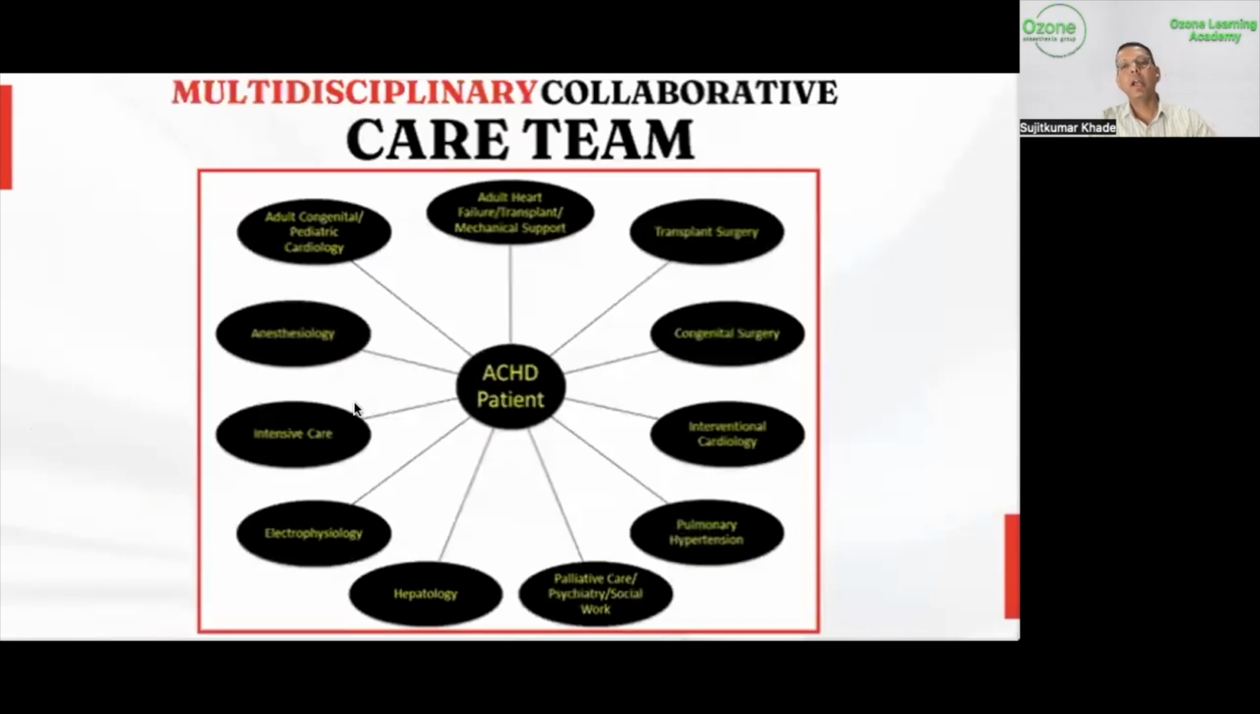As per the European guidelines, we need a multidisciplinary collaborative care team of various specialties to manage adult congenital heart disease patients. These specialties include transplant surgery, congenital surgery, interventional cardiology, specialists in managing pulmonary hypertension, palliative care specialists, psychiatrists, social workers, hepatology, electrophysiology, intensive care, anesthesiologists, adult congenital and pediatric cardiologists, and adult heart failure specialists. Such adult congenital heart disease centers are available in Europe.